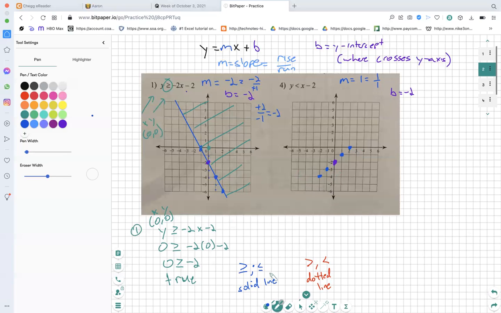The important thing here is whether I have a dotted or solid line. Well, if you look, I have one of these signs with no line underneath, so I have a dotted line. Now I'm going to choose my point.